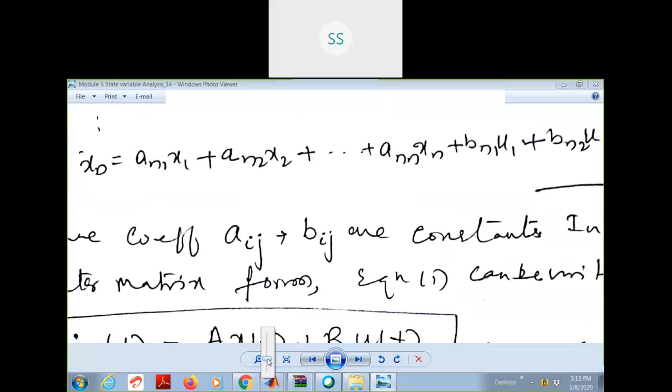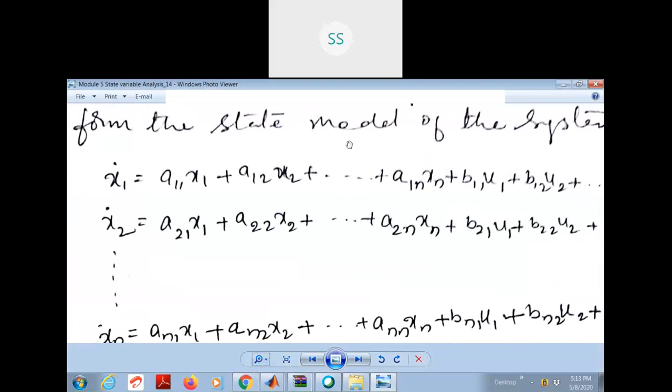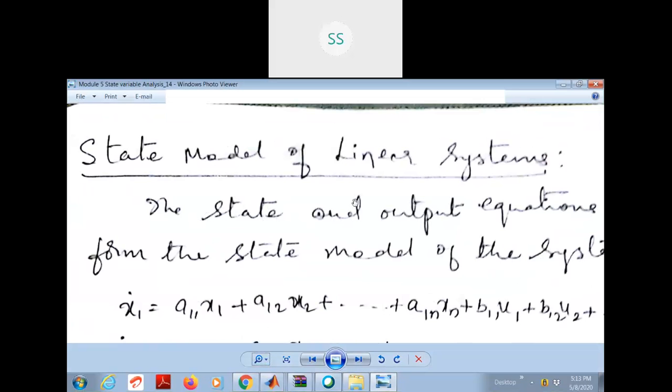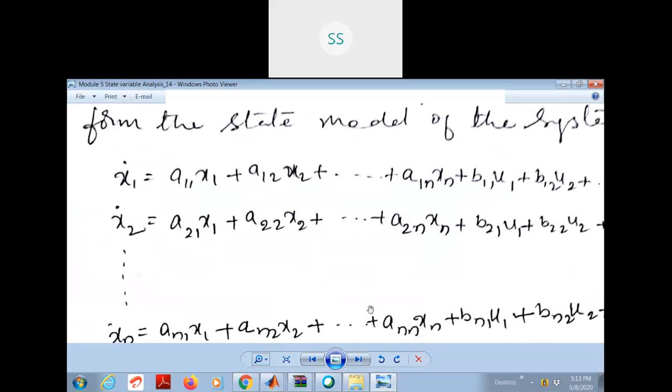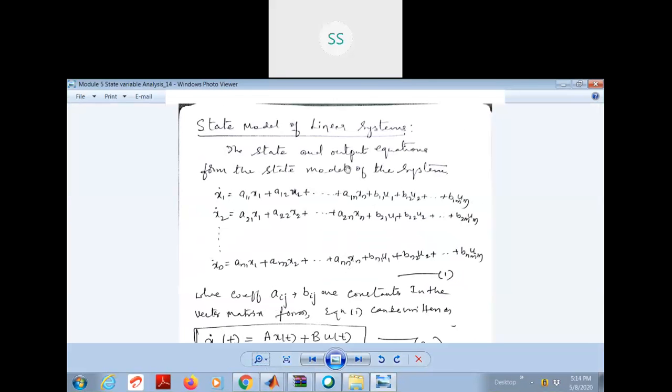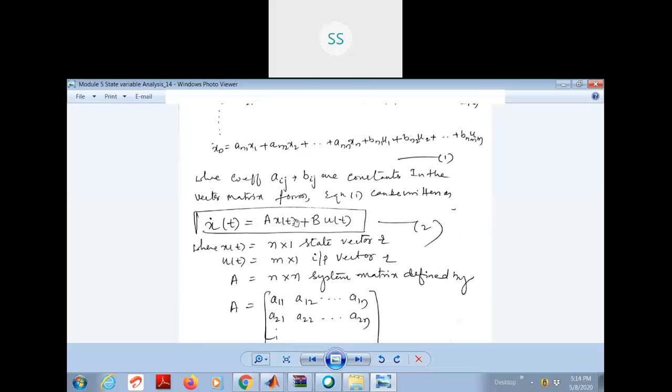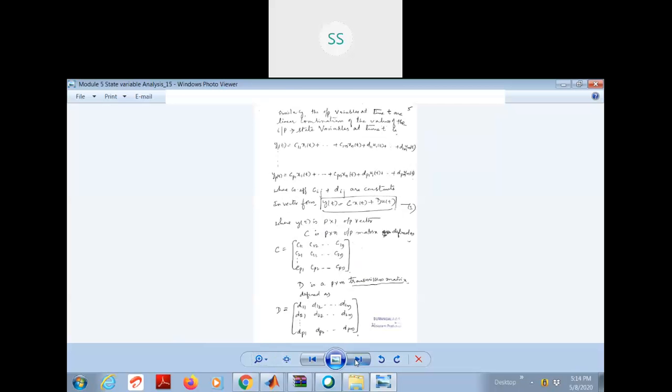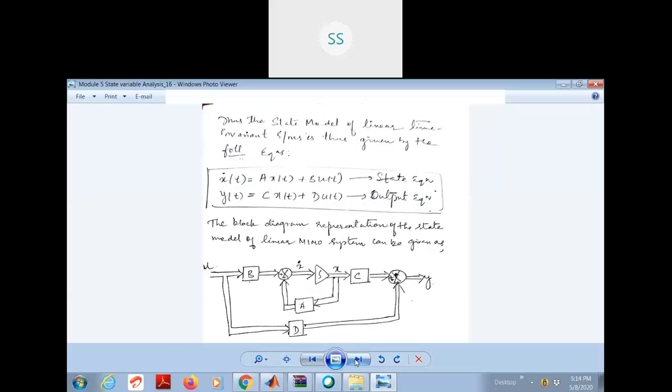So let us consider some numerical example to understand how exactly to write all these equations, and also how to extract matrix A, B as well as matrix C and D. For that, let us consider one example. To complete the general description of the state model, finally we can conclude like this: we have two sets of equations. One is the state equations and the other one is the output equation.